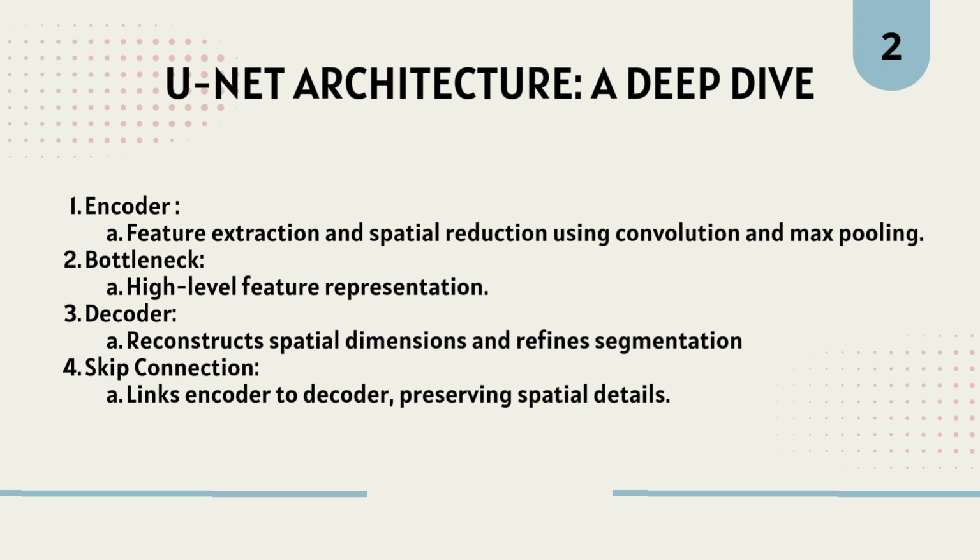The decoder reconstructs the spatial dimensions of the output. It upsamples the feature maps using transpose convolutions and refines them with the help of features passed through skip connections from the encoder. Skip connections ensure that spatial information isn't lost during downsampling, making UNET so effective at tasks like biomedical segmentation.